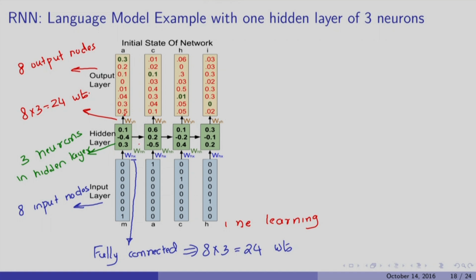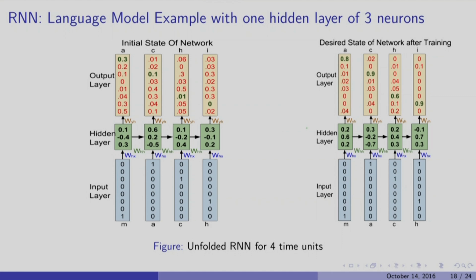Well, first of all, the WHH is going to connect each hidden node to itself in order to be able to more reliably predict the next character, and these WHHs are going to be trained to get this right prediction. So what is the right prediction? Well, this is what we want. This is a desired state of the network after training, where corresponding to M you see an A, the one here with value 0.8, corresponding to an A you expect to see a C and an H and an I and so on.